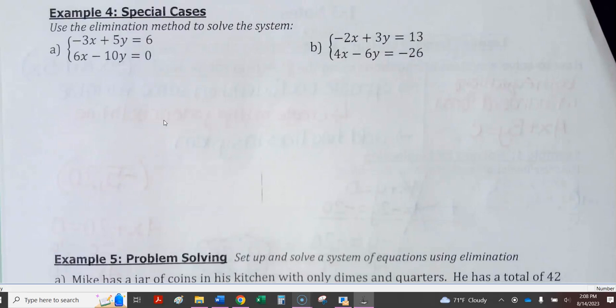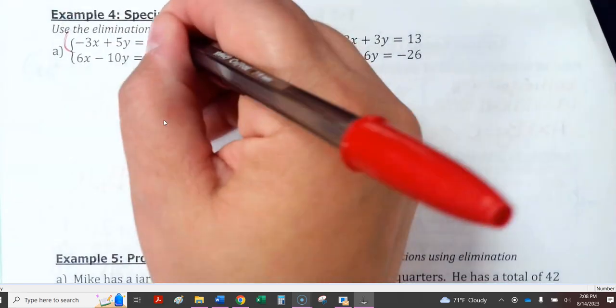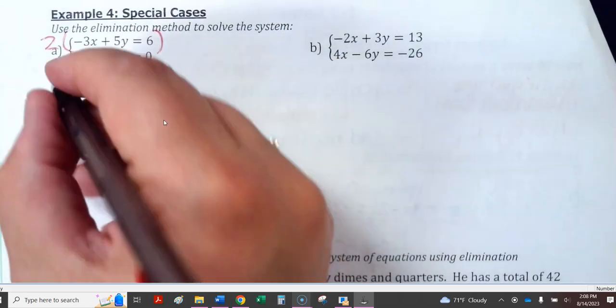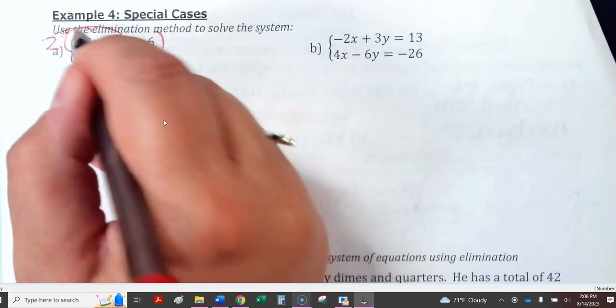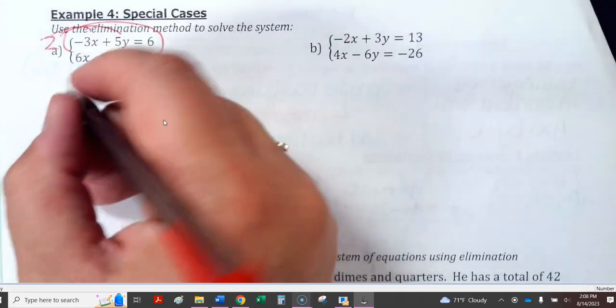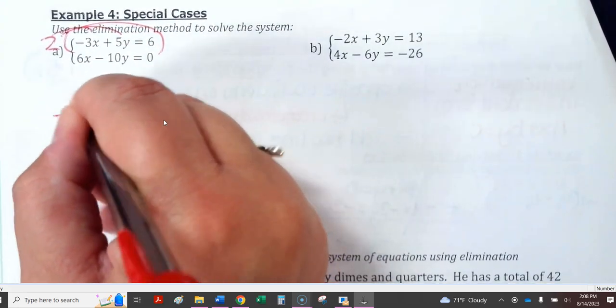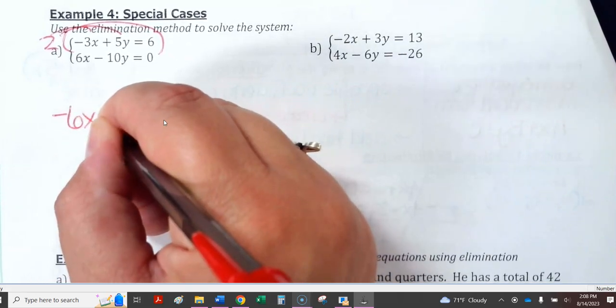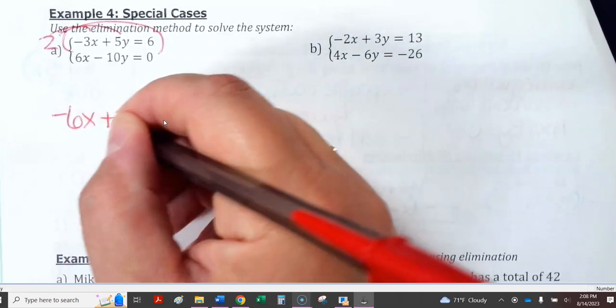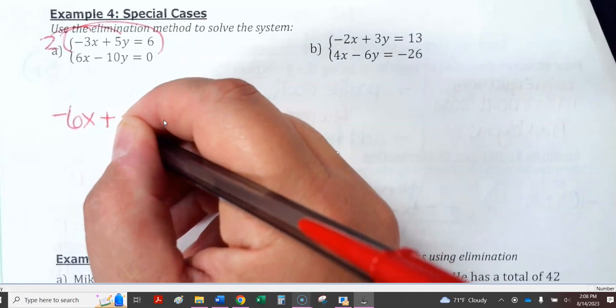If you're looking at that, just raise your hand and tell me, what would you do to maybe eliminate one of the variables there? Yeah, what do you think? Multiply the top one by 2. Okay, let's multiply the top one by 2. I'm just going to write this underneath. So I'm going to run a 2 through everybody in the top line. What would that give me? Negative 6x plus 10y equals 12. Did you want to run a negative 2 or positive 2?